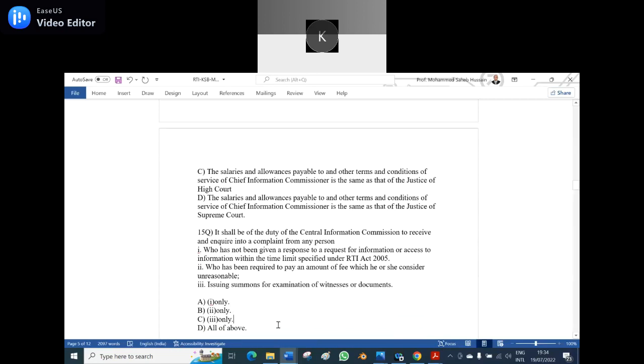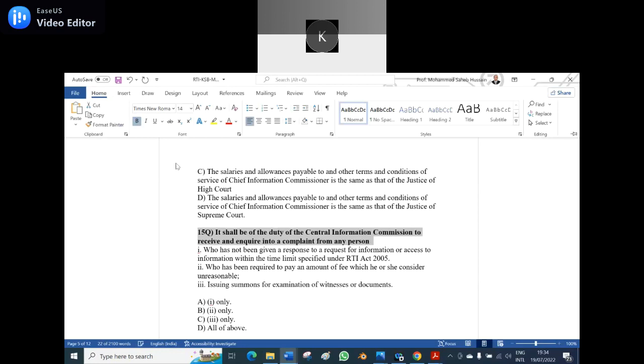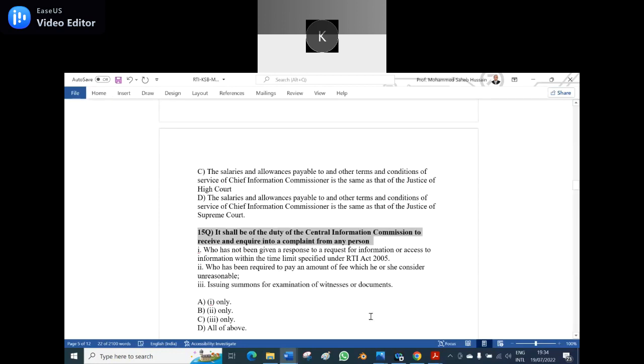It is equal to Chief Election Commissioner's salary. 15th question. It shall be the duty of the Central Information Commission to receive and inquire into a complaint from any person: 1. who has not been given a response to a request for information or access to information within the time limit specified under RTI Act 2005.